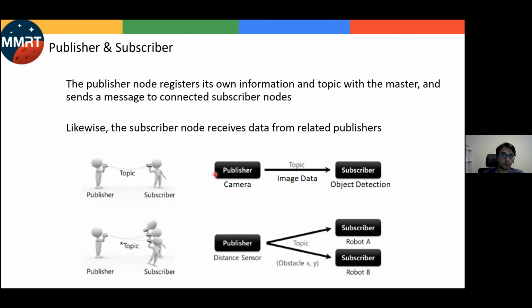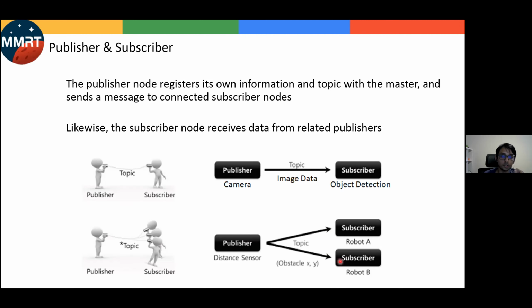Okay, so you have a publisher like a camera. Let's say you have a camera node that takes in camera data from a sensor, and it's going to publish it through a topic called image data. And then you could have a subscriber called object detection, right? You need your camera data to do object detection on it. It's a fairly simple flow of information. Subscribers are just going to subscribe to the topic they're interested in.